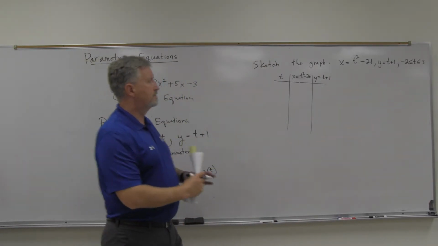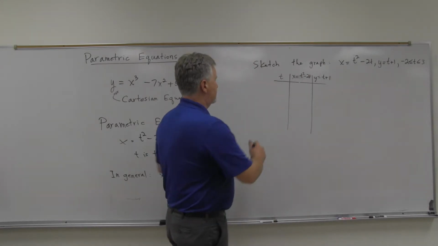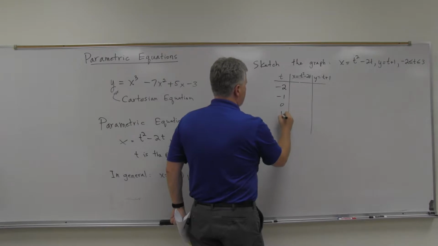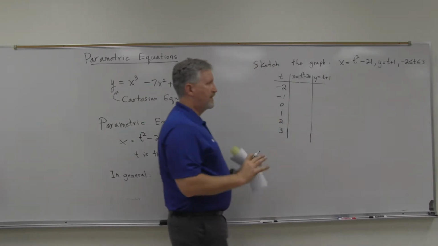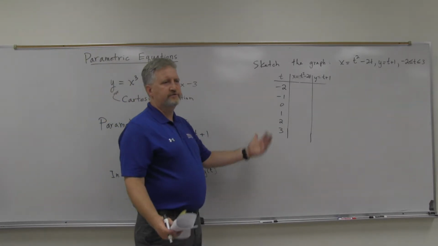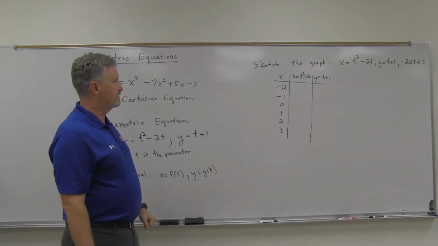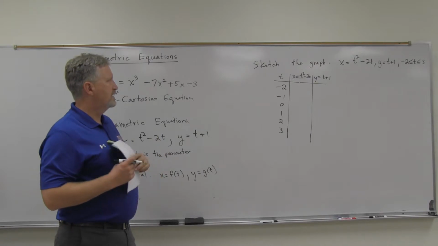And since t is going between -2 and 3, let's just go by ones. Start at -2 for t, and then -1, 0, 1, 2, 3. If it looks like t is more of angles, then you might do something other than integers, maybe pi over 4s or something. But anyway, I'll do that a little bit later.